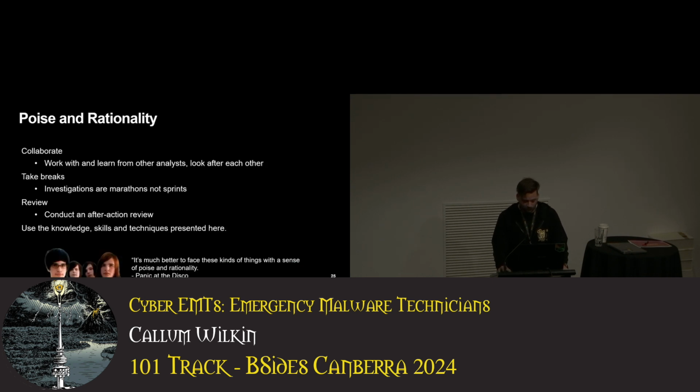And finally, poise and rationality. Like first responders, we need to stay calm under pressure. Triaging the intrusion can be stressful. However, it's crucial to stay level-headed and maintain analytical rigour. The task may seem daunting, but applying the skills, knowledge and techniques provided can offer a clear roadmap of where are we now, what do we need to uncover next, and how can this intrusion be contained.